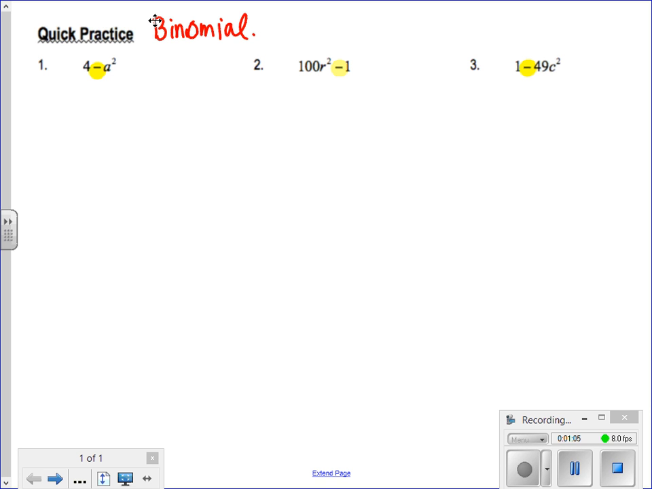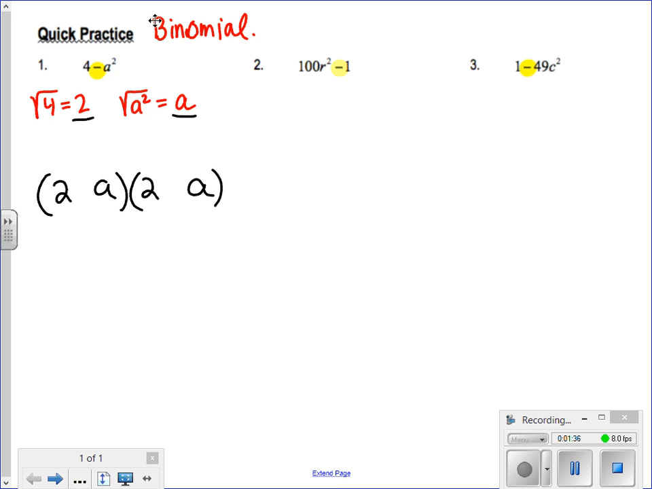Now the third thing, I have binomials, I have subtraction. I need to be able to take the square root of both terms. So let's try. I can take the square root of 4 and the square root of a squared. The square root of 4 is 2, the square root of a squared is a. Since I can take the square root of both, I'm going to go ahead and use that 2 and a in the pattern. There's a special factoring pattern here for a difference of squares. I take the 2 and a, the square roots, I put one of each in the parentheses, I put a plus in between one and a minus in between the other. That is the factoring pattern.